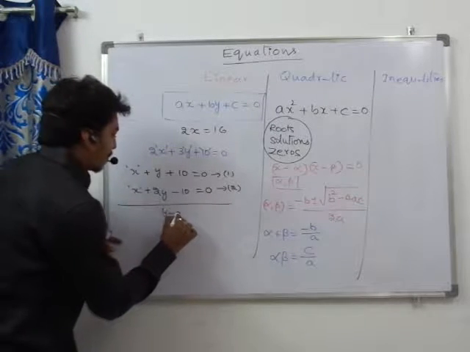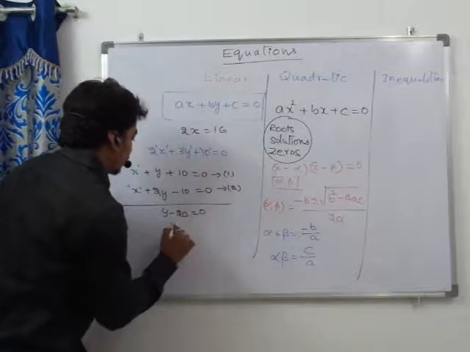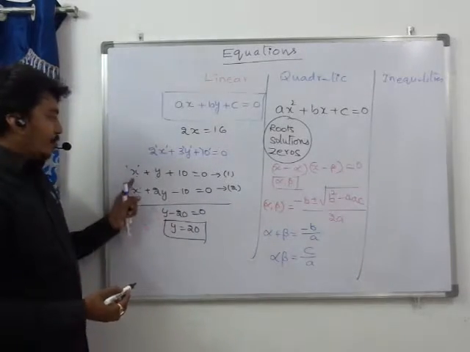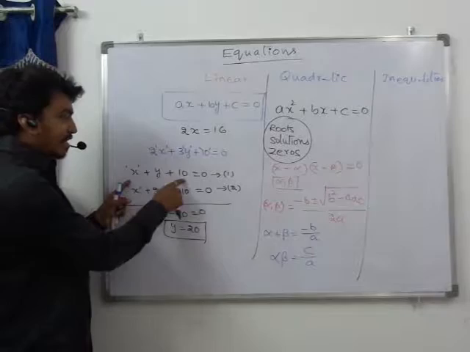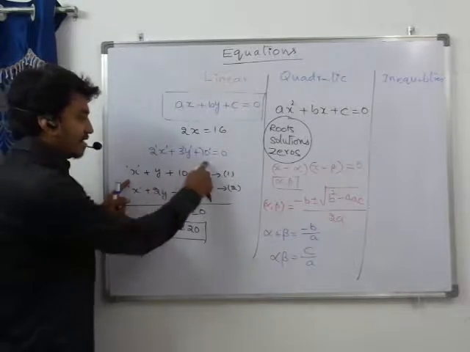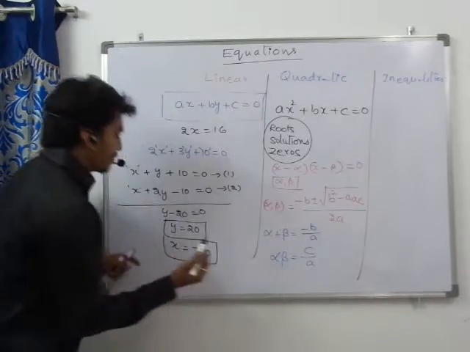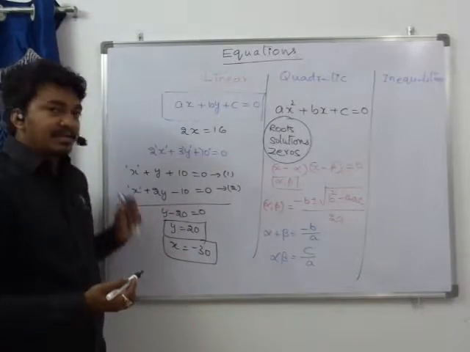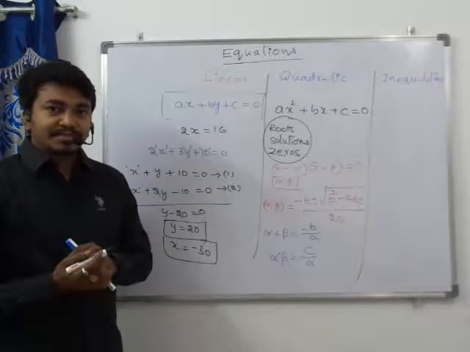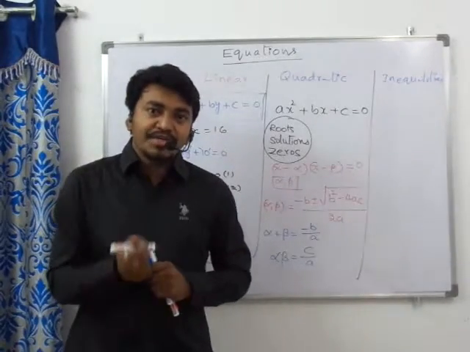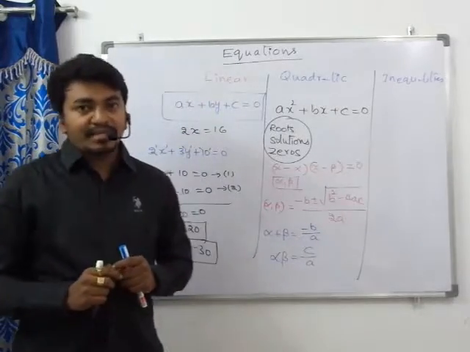So this is y minus 20 equal to 0, y is 20. When y is 20, what is the x value? 20 plus 10 is 30, x plus 30 is 0, so x is minus 30. This is the way of simplifying a system of simultaneous equations. We make any one variable's coefficient the same, and then we follow the elimination process.